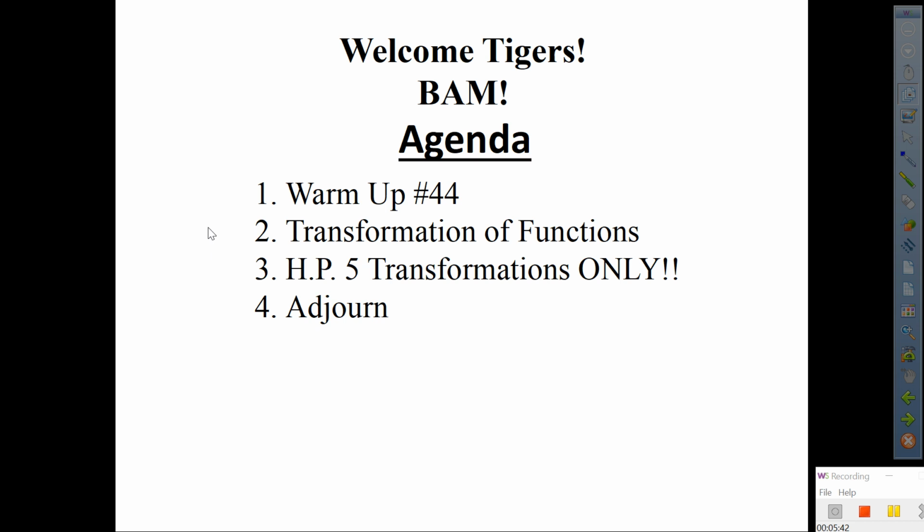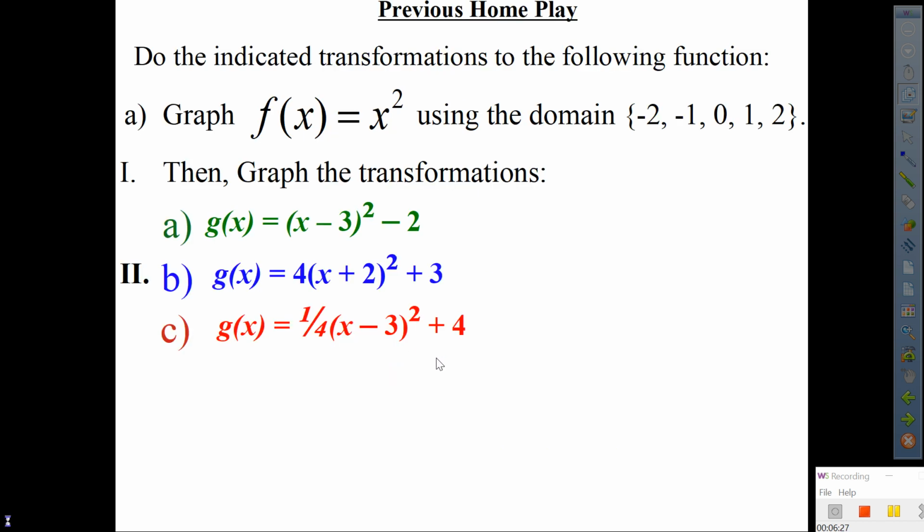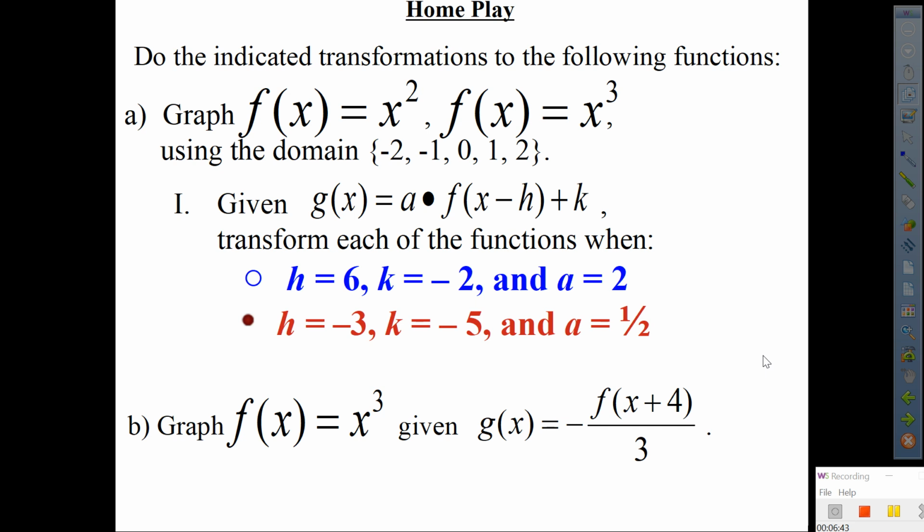All right, your Nearpod code, here we go. NER for I. And your home play from last night, go ahead and go to Canvas, turn that in, please. Take a picture, turn it in. I'll give you time for that right now. And as you're turning that in, tonight's home play is on the screen. It's only 5 itty-bitty transformations.